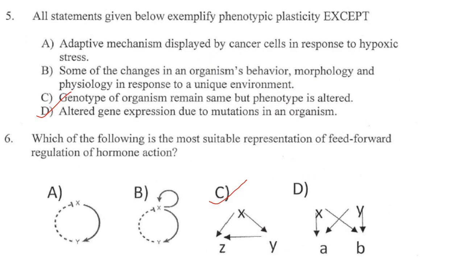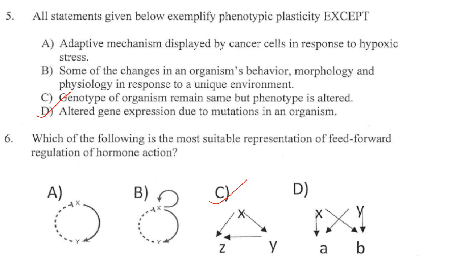Then next one. All statements given below exemplify phenotypic plasticity except. Now what is phenotypic plasticity? That is there in the options itself. If you see option B, it is the definition for phenotypic plasticity. What is said there is some of the changes in an organism's behavior, morphology and physiology in response to unique environment. That is phenotypic plasticity. It affects the phenotype, not the genotype. So we will see the options.